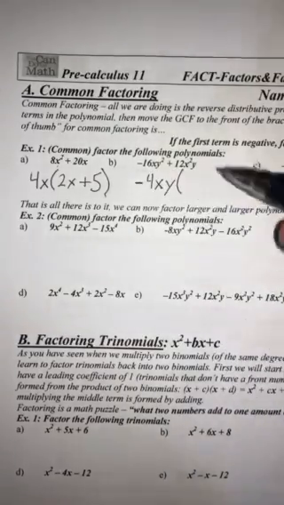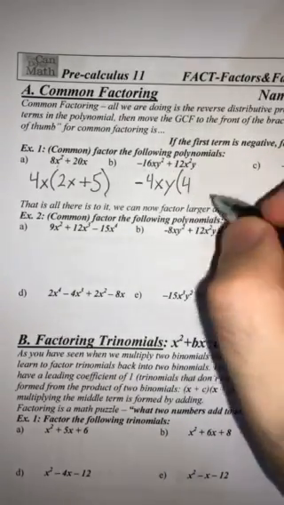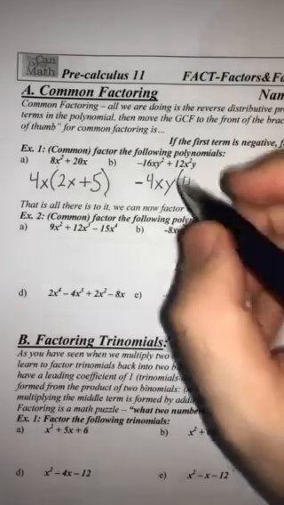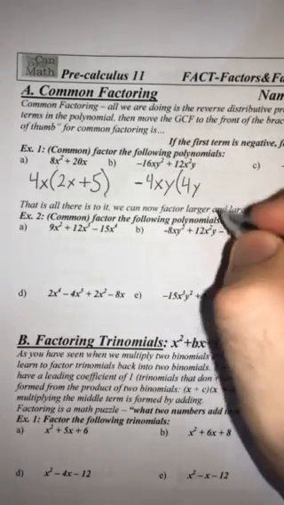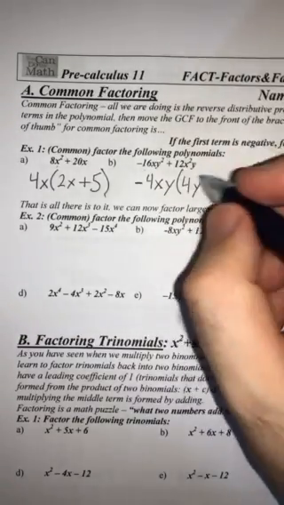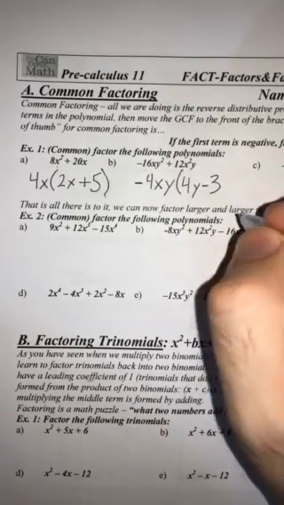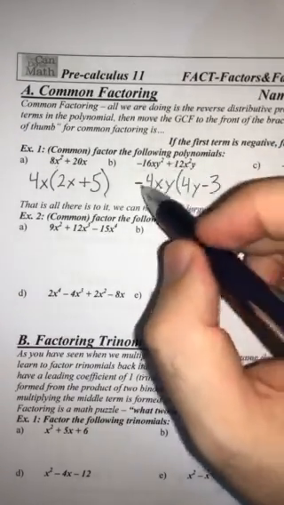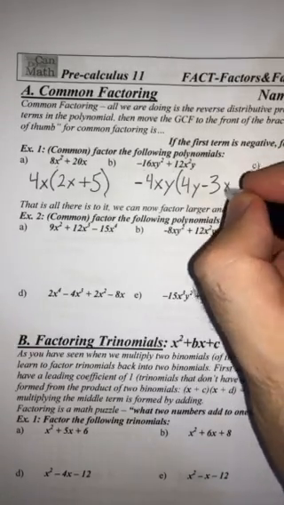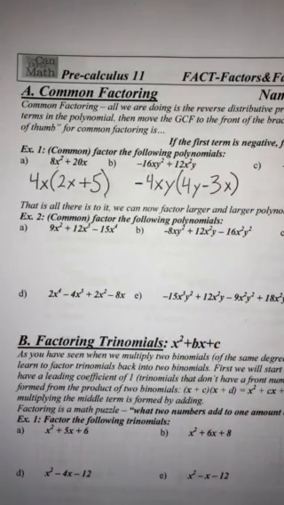So negative 16 divided by negative 4 gives me positive 4. X divided by x, just 1. Y squared divided by y is y. Do the same here. 12 divided by negative 4 gives me minus 3. Because this is positive, this is negative. And I get an x. And voila, there you go.